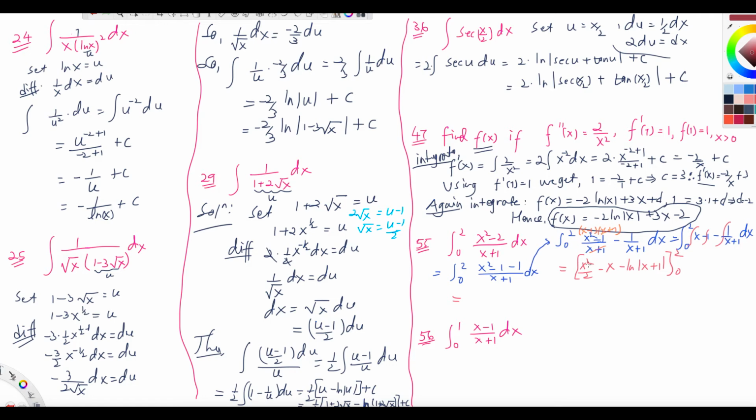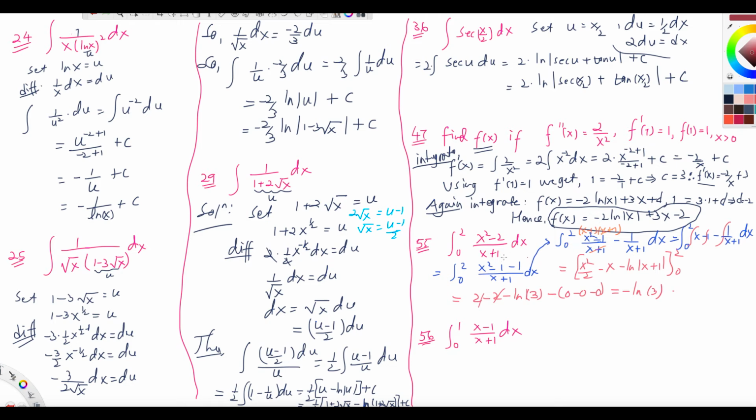Plug in 2. 2 square over 2 is 2, minus, this is just replacing with 2, and then minus natural log of 2 plus 1, which is 3. So you don't need absolute value because 3 is a positive number. Now plug in 0, you will get minus, and then plug in 0, minus 0, minus natural log of 0 plus 1, which is natural log of 1, which is also 0, minus 0. Okay, so this is all 0, so 2 minus 2 cancels out, and the final answer is negative natural log of 3. That is the final answer.